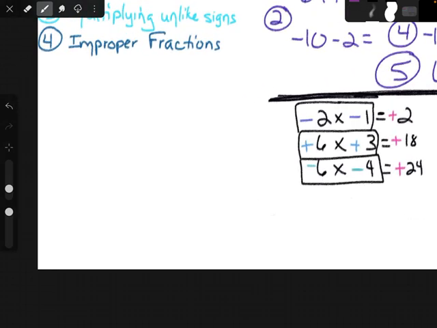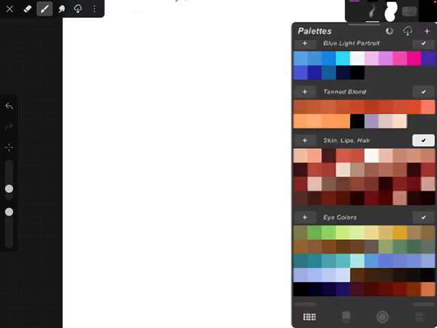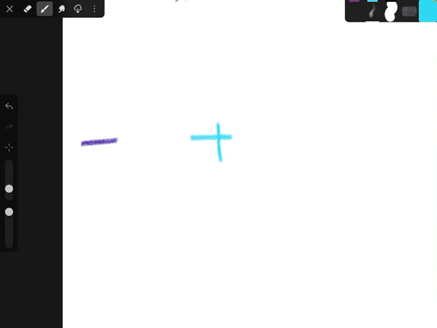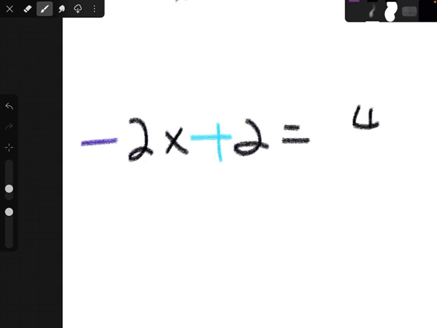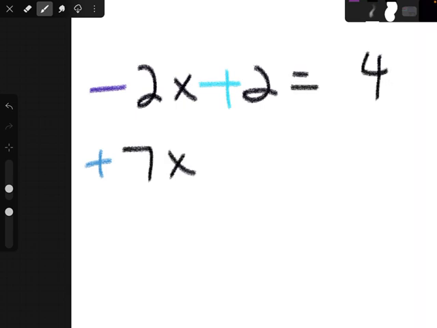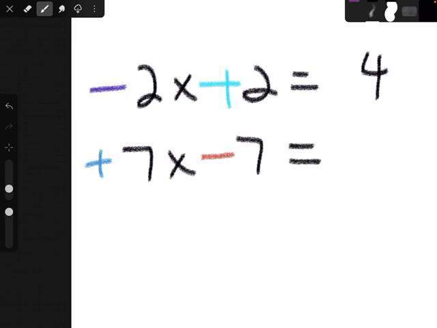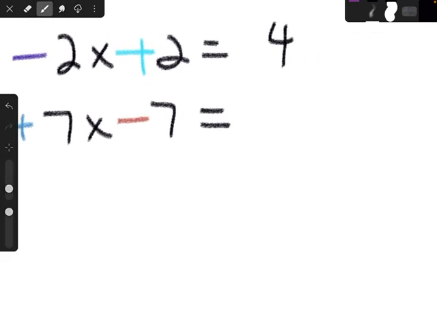So let's see if we can do the other one. So if I could do colors again, I guess I could start over with my colors. I could be negative, plus, right? Different colors. And 2 times 2, which is 4. And then more colors. Positive, I don't know, 7. There we go. Times negative 7 equals what? Oh, my phone. 7 times 7 is what?